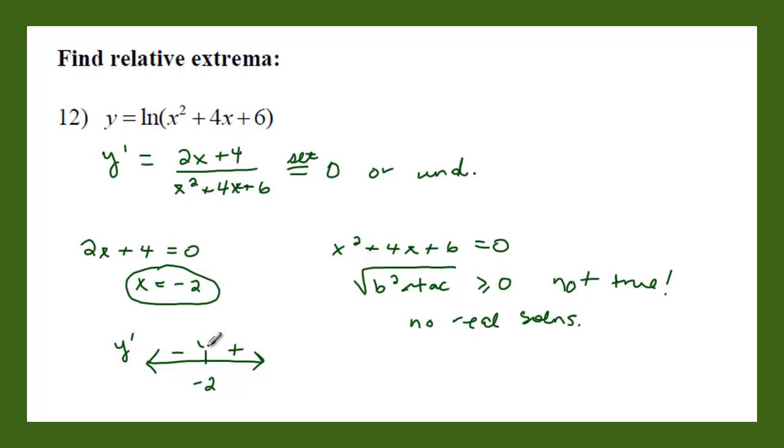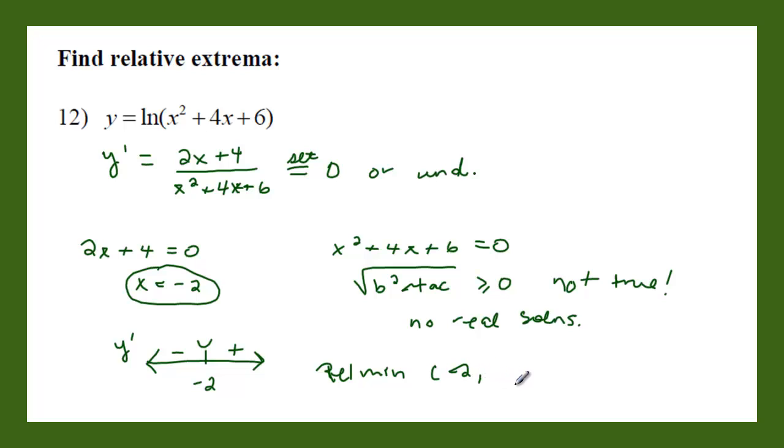So that tells us that when x is equal to -2, we do have a relative min. So we have a relative min when x is equal to -2.